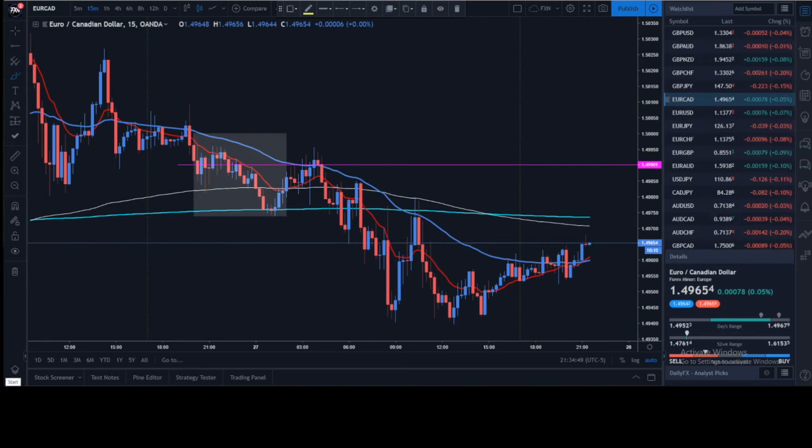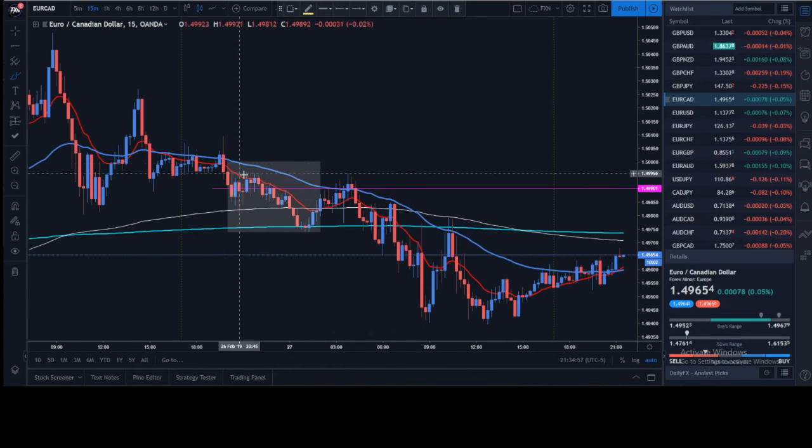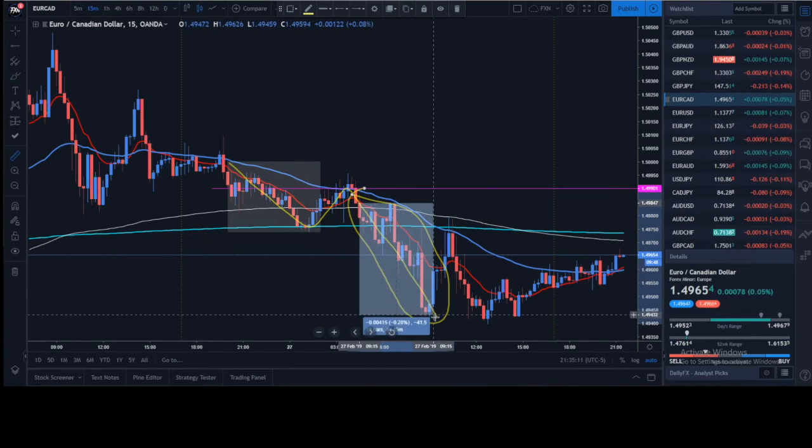EuroCAD, we ended up having a type 3 setup again. We're trending down here on this one, and sure enough, we ended up getting that move there. There's your trade. Happened right at 4:15. That's about a 45 pip move depending on where you got in and out at.